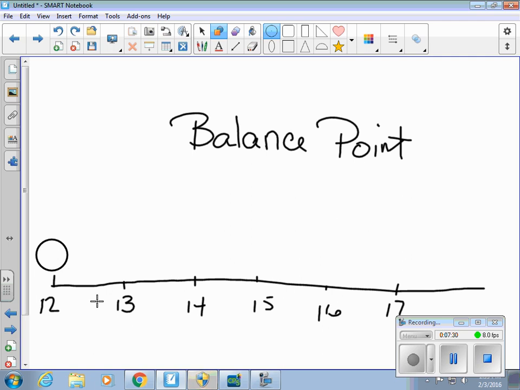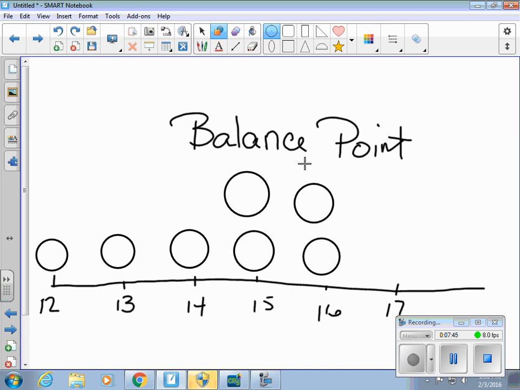Now, you're going to put one circle above 12. You're going to put one circle above 13. One circle above 14. Two circles above 15. Four circles above 16. And 17 has one.